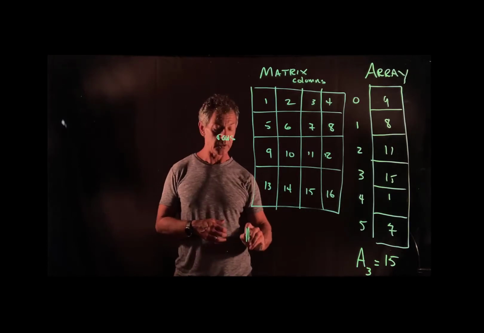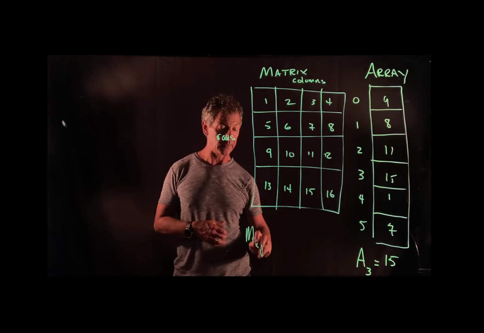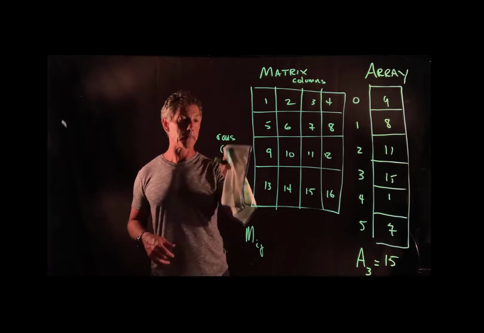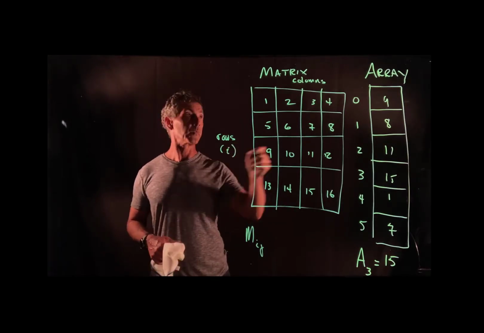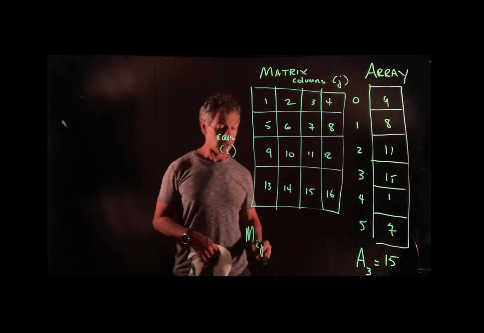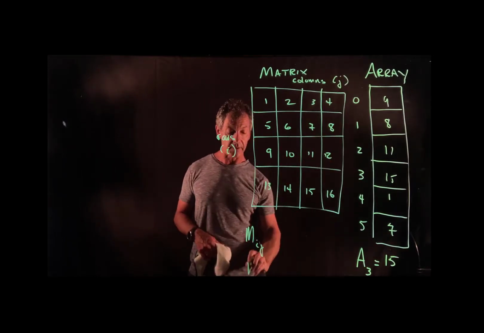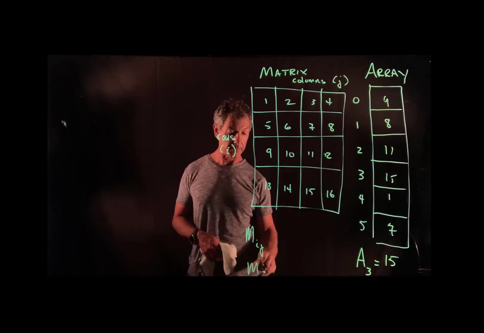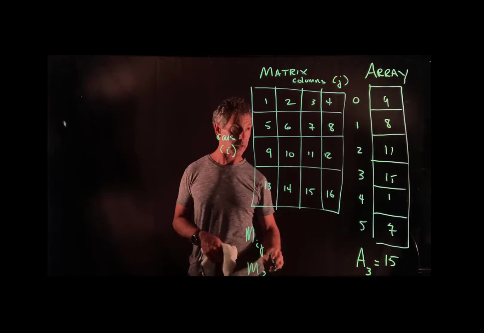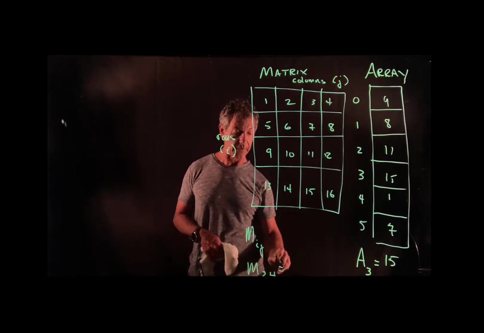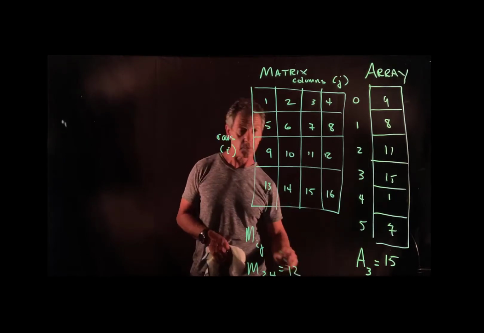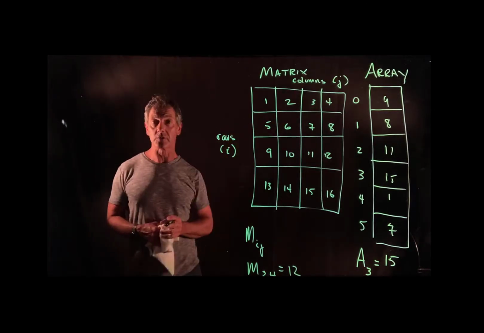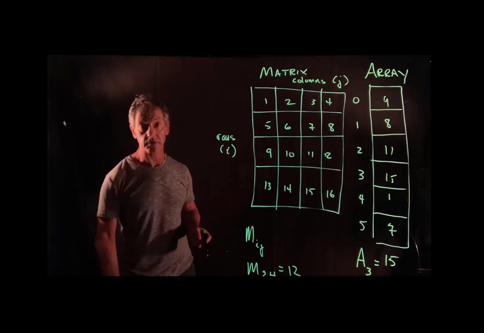And so we say that we have a matrix value of ij, where our rows are i and our columns are j. So if I say I want to reference a value that is row 3 and column 4, the value that's hidden there is 12. Okay, so I can reference from a two-dimensional array, and I can reference from a one-dimensional array.